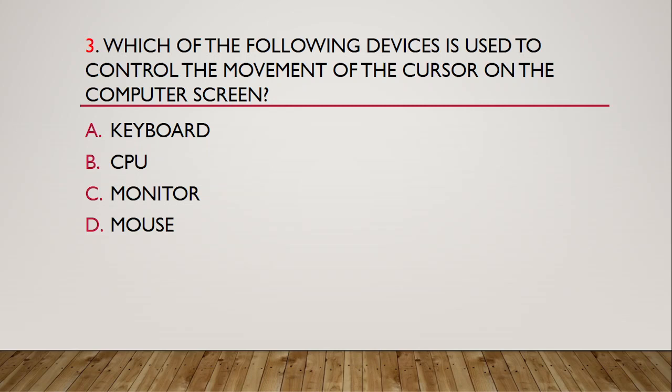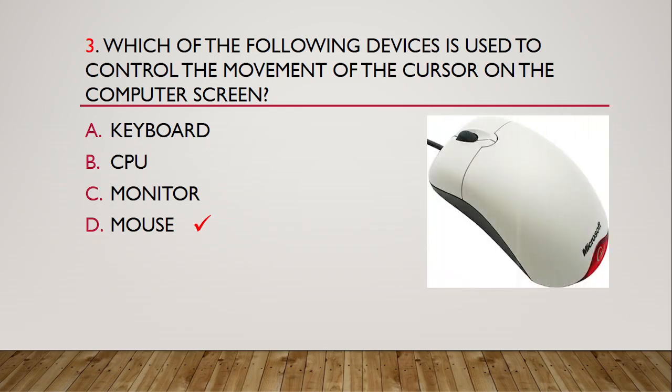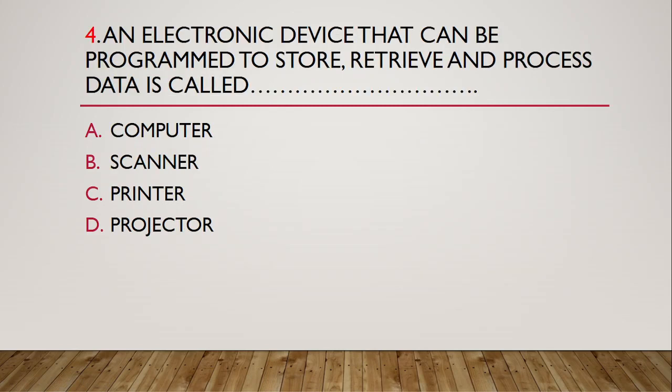So the answer there is the mouse, which is D. The mouse is the hardware part of the computer which is used to control the movement of the cursor on the screen. If you move your mouse to the right side, the cursor will also move to the right. If you move your mouse to the left, the cursor is also going to move in that same direction. So basically that is about the mouse.